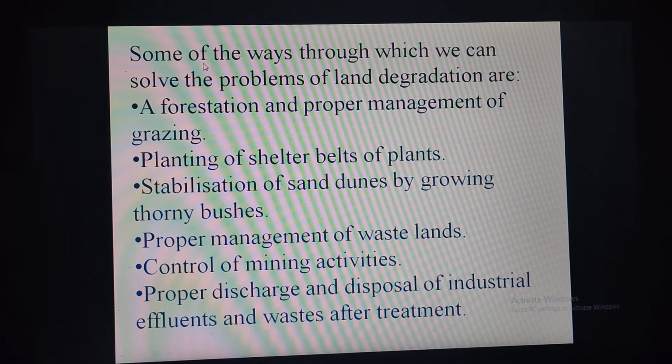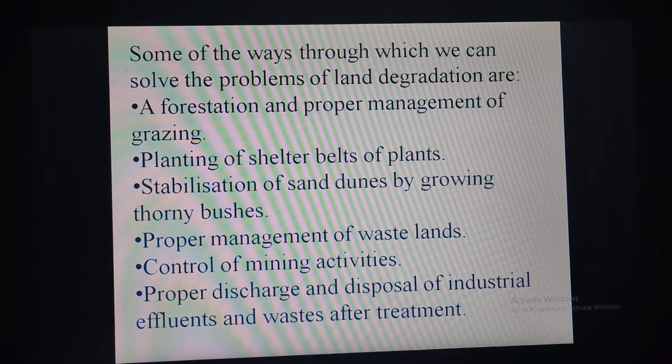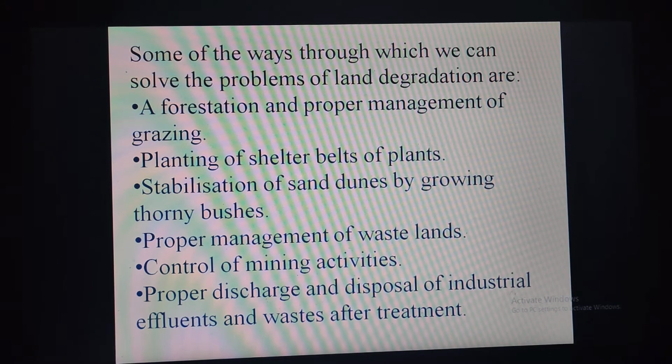So this land degradation, we have to take some measures so that we can solve this problem of land degradation. So here are some of the ways through which we can solve the problem of land degradation. So let us see what they are. Afforestation and proper management of grazing. So we should not deforest, we have to afforest. We should not do deforestation, we have to do afforestation and proper management of grazing.